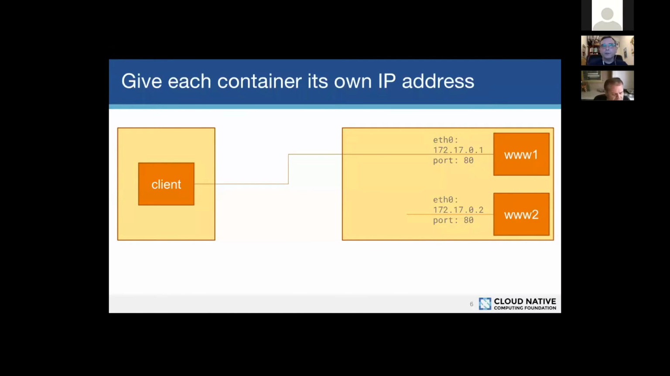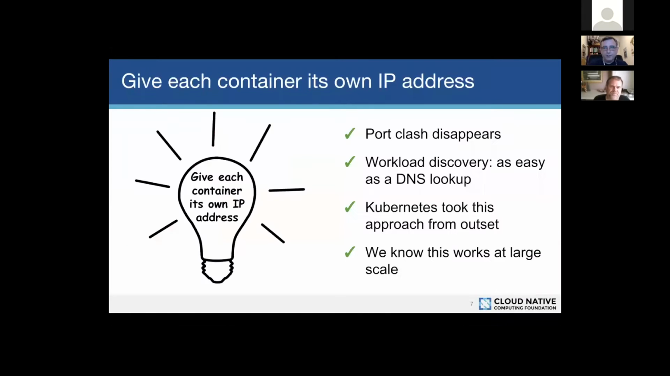So over to you, Christopher, for the next slide. Sure. Yeah, so there's a number of advantages to this approach. As Brian said, the port clash disappears. Now each container can expose a port 80 service because of that. Discovery of that workload, discovery of that service being provided by that container, is now a DNS lookup.